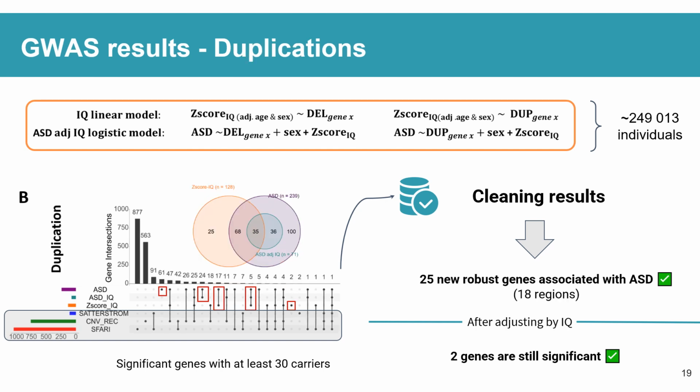Then we applied the same steps for duplications. This time we identified 25 new genes associated with ASD, and 2 of those genes remain significant after adjusting by IQ. Unfortunately, we did not identify any new genes associated with IQ, probably due to the size of the dataset.